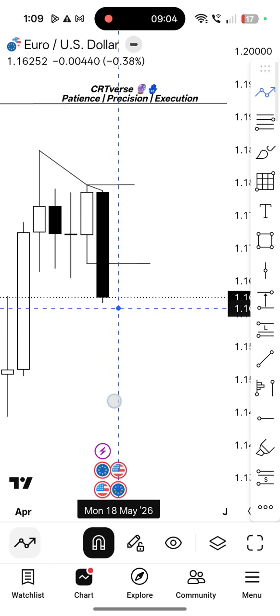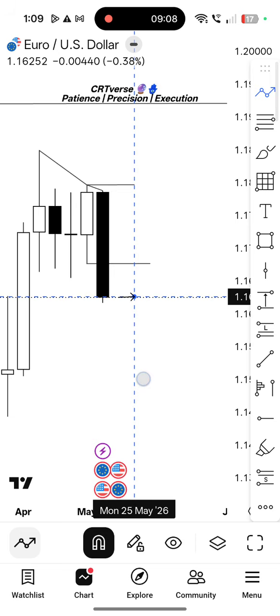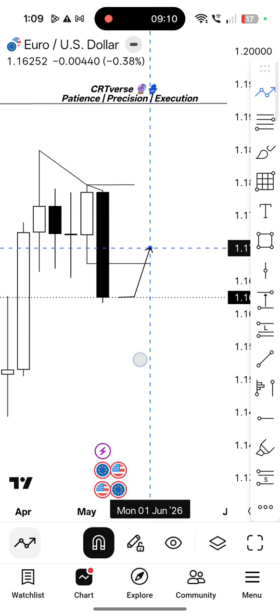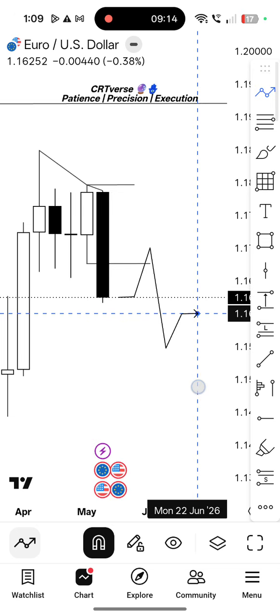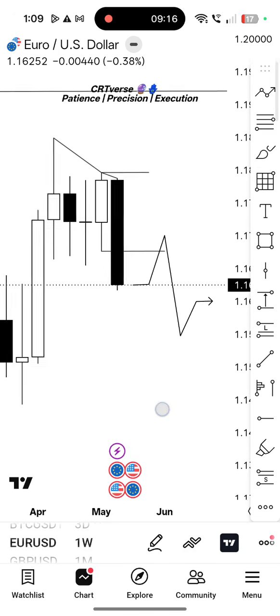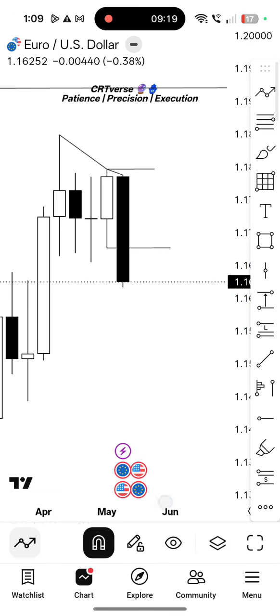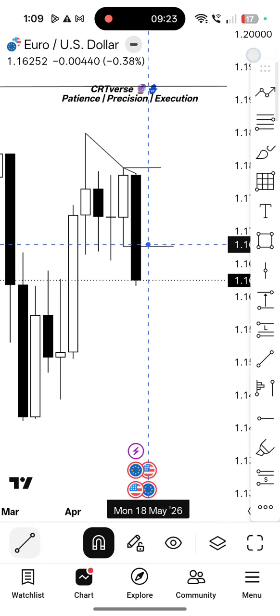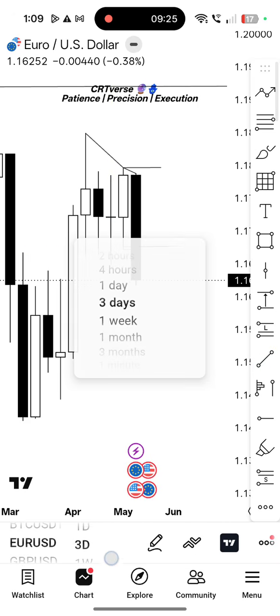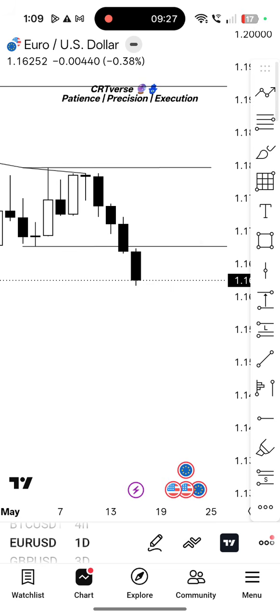Okay, what I'm expecting is open, high, low, and then close. That is my next week narrative. This is what I'm expecting for the next week. Okay, we closed below, so our bias is bearish. So what I'm expecting is, let me switch the time frame to 1 day.